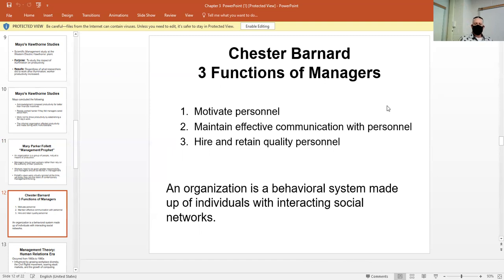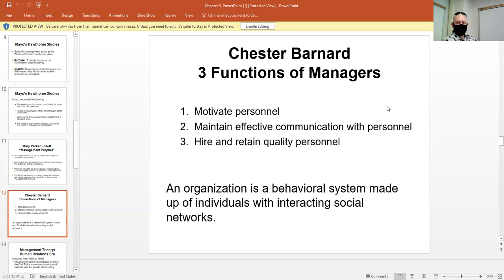Chester Barnard, 3 functions of managers. Back to the coaching thing, like I said. Number 1, motivate personnel. I think of coaches as a good coach is a good motivator. You need to maintain effective communication with personnel, absolutely. And you need to hire and retain quality personnel. These 3 all make a lot of sense too.